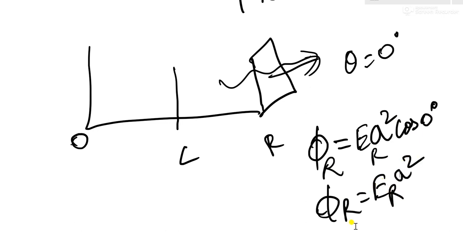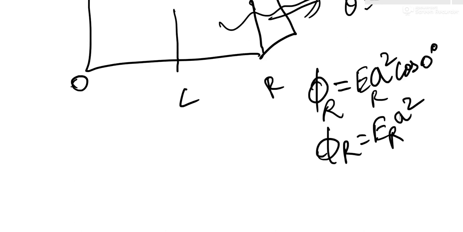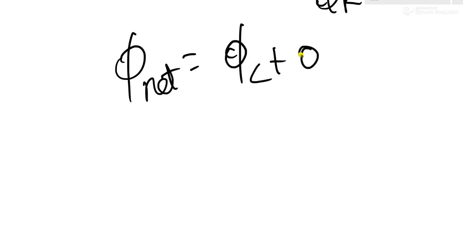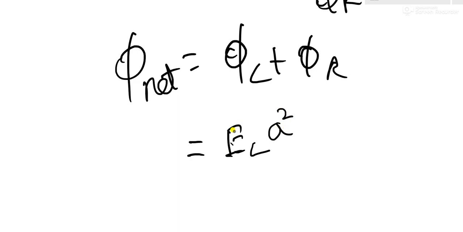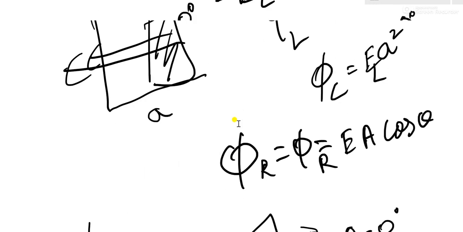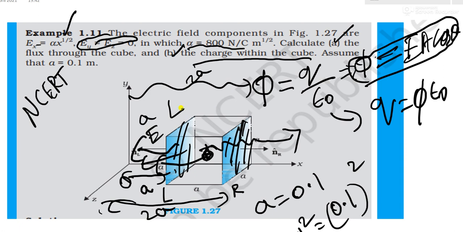Like this we'll get. Okay, now we'll see what is the total flux. So total net flux is equal to flux left plus flux right. Okay, now what is flux left? It's going to be electric field on the left times a square. The left side of the cuboid you can take as negative.